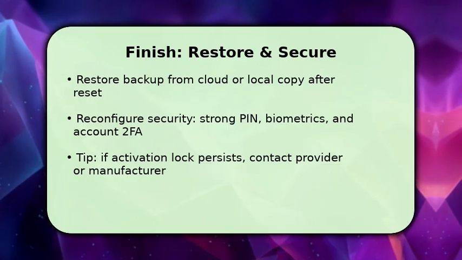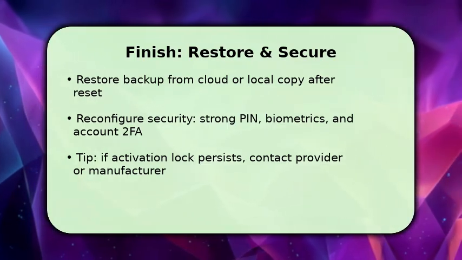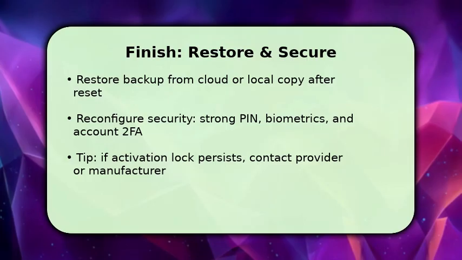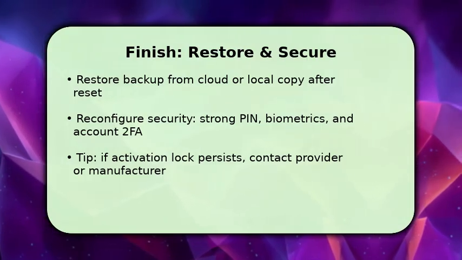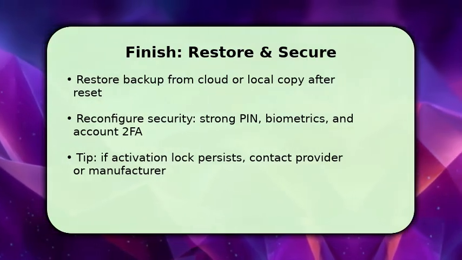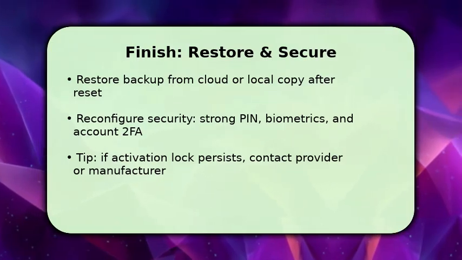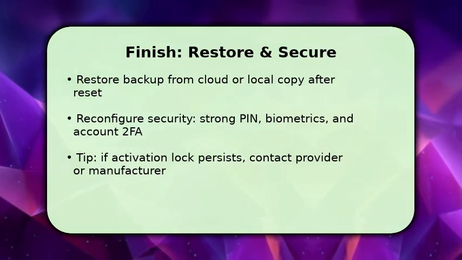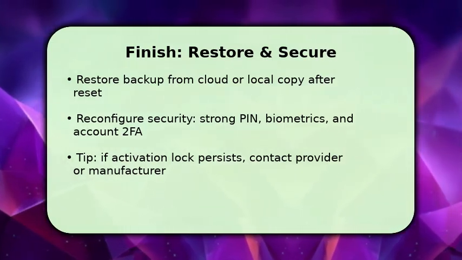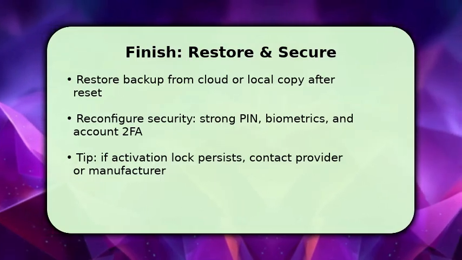Then reconfigure security. Set a strong PIN, enable biometrics, and turn on two-factor authentication for the linked account to prevent future lockouts. If you hit an activation or ownership lock that won't clear, contact your carrier or the manufacturer with proof of purchase as the key troubleshooting step.